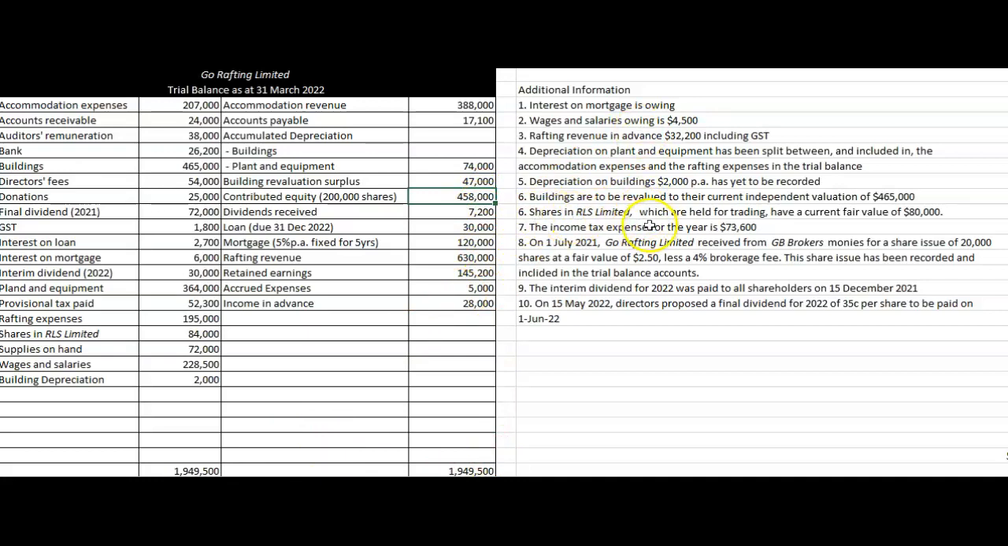The shares held for trading in RSL Limited, these ones, tells us the valuation's 80,000. At the current moment, it's 84. We need to take it down by 4,000. And that's an expense called decrease in shares held for trading. We've got an increase in expense and we've got a decrease to those shares. The reason why we do it in level 3 is because it's a current asset, and because we're intending on selling, it's good to have the current valuation there.